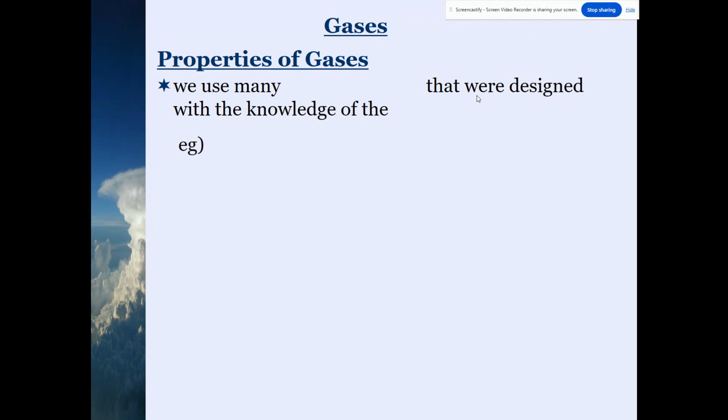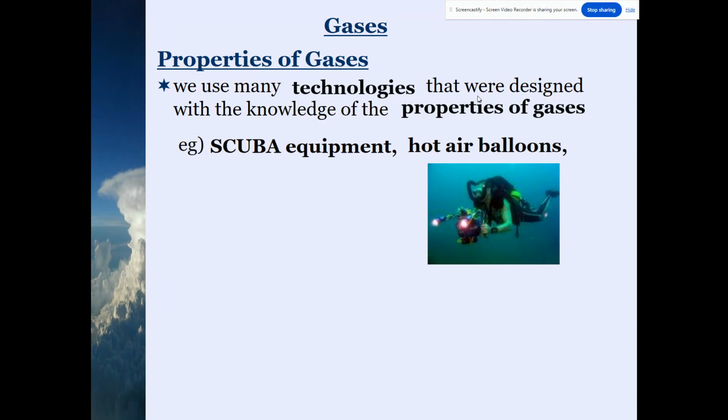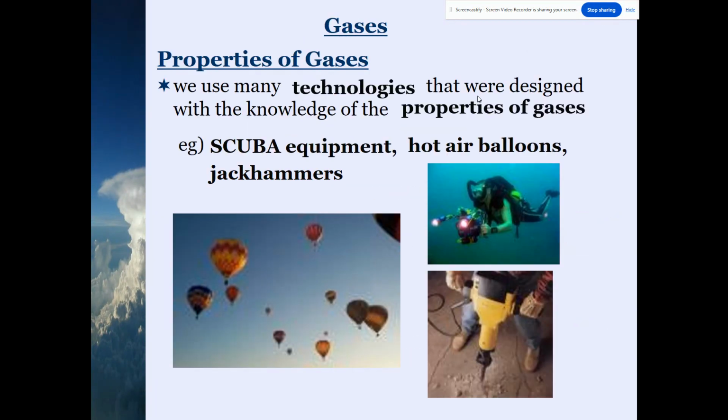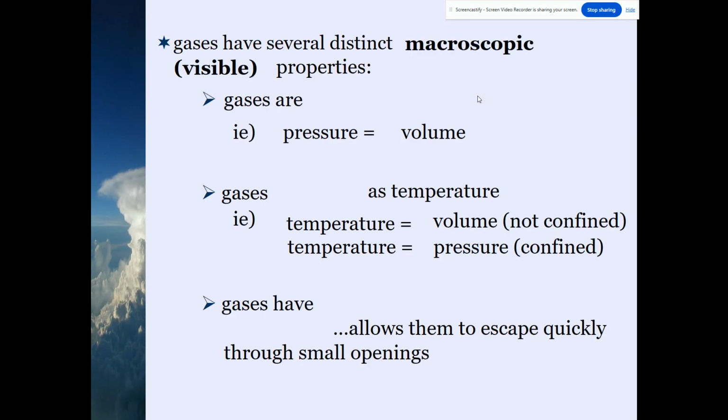So first of all, what are some of the properties of gases? We have a lot of technologies that we use that are available to us based on the different properties. So things like scuba equipment, hot air balloons, jackhammers, dealing with how gases are compressible, how they exert a lot of pressure, how when they heat up, they expand and become less dense and allow for things to rise. So these are some properties that we're going to talk about with gases. These are called macroscopic or visible properties.